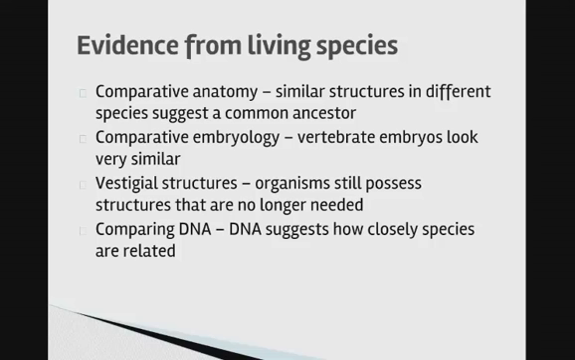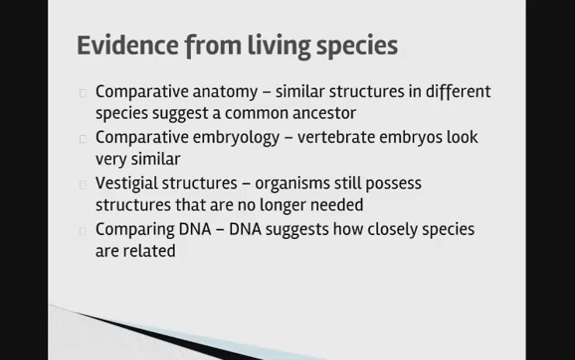Another one is comparative embryology. It's hard to tell different vertebrates apart in their early stages as an embryo. Many vertebrate organisms have gill slits when they're still in the embryonic stage, and some other features that they have are very, very similar in their early stages. And so because they are so similar, they probably had common ancestry throughout geologic time.